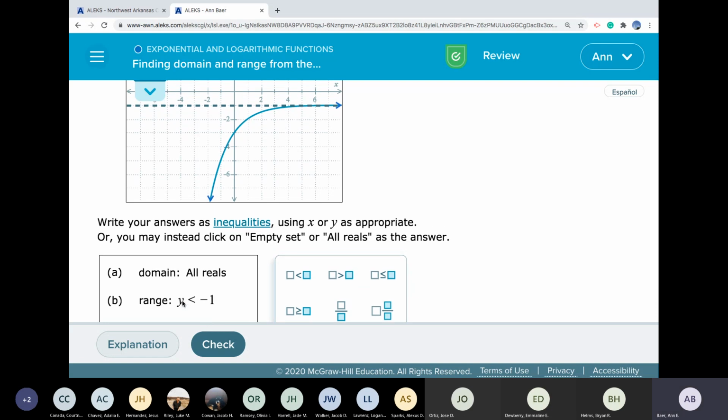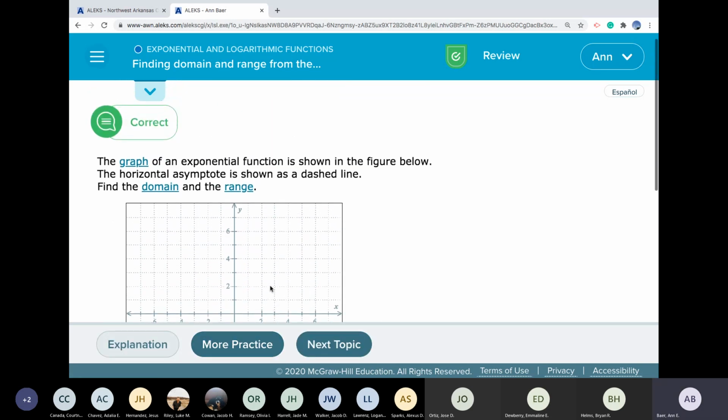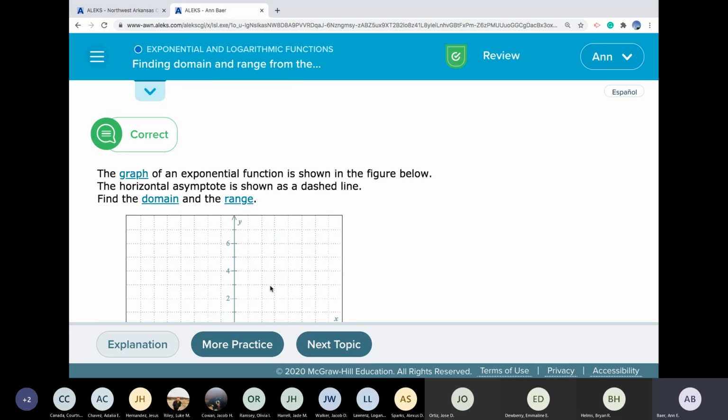Now just to check, this says we want all the y's that are less than -1. So we want all these y's that are less than -1. That's correct, because we can trace every point on this graph back over to the y-axis. So let's check. Any questions on finding the domain and range from the graph of an exponential function?